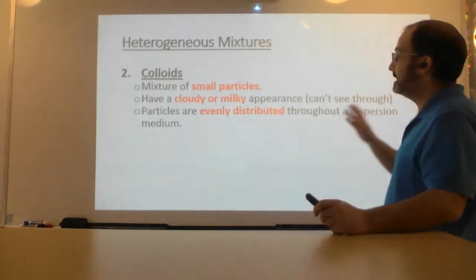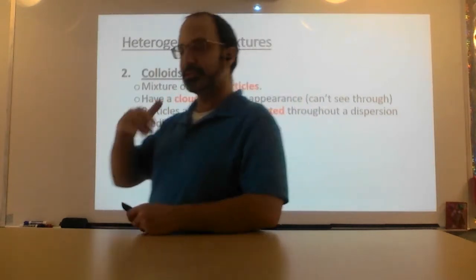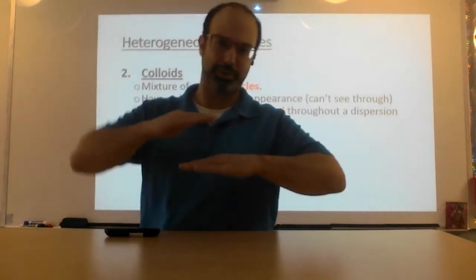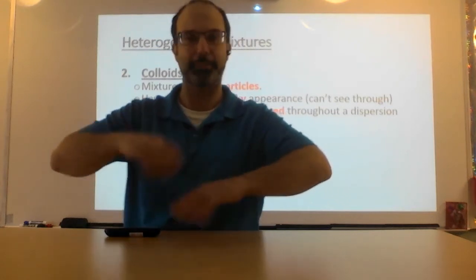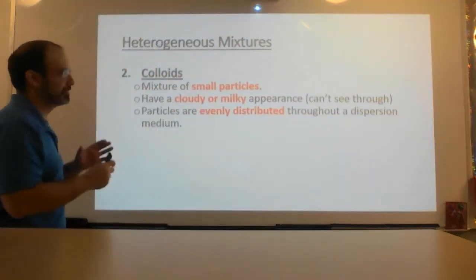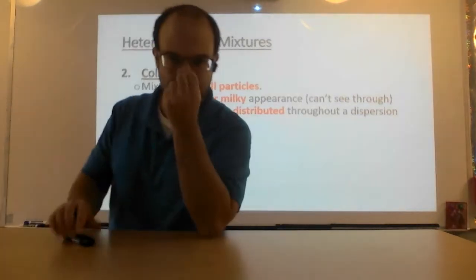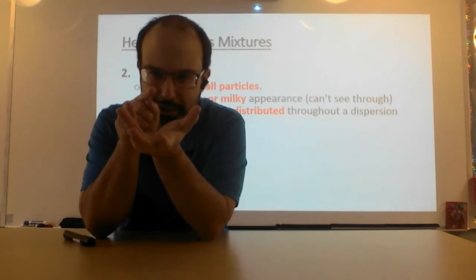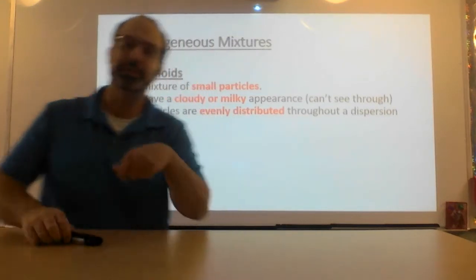The particles are going to be evenly distributed throughout the medium, so there aren't going to be distinct layers as much, right? Like with water and oil, you get water here, you get oil here, because oil is lighter, so it floats on top. Water is heavier, so it sinks to the bottom. But in the case of a colloid, you're going to get things that are more evenly distributed, but if you were to zoom in, you'd see, oh yeah, this is clearly different than that. It's just that to a casual inspection, they might look the same.